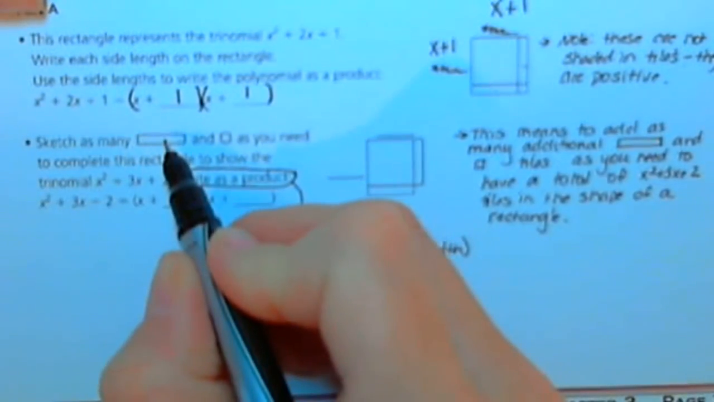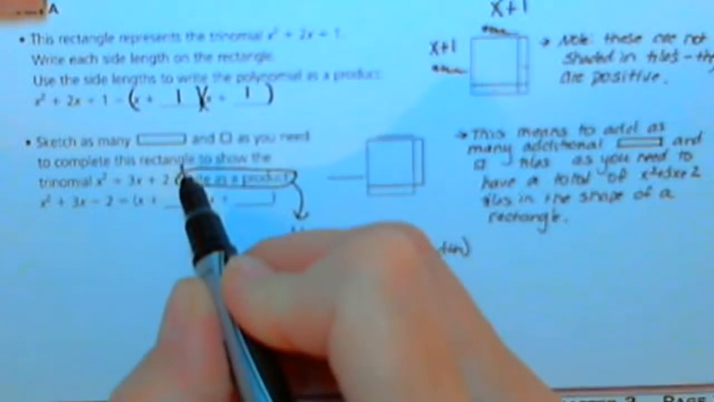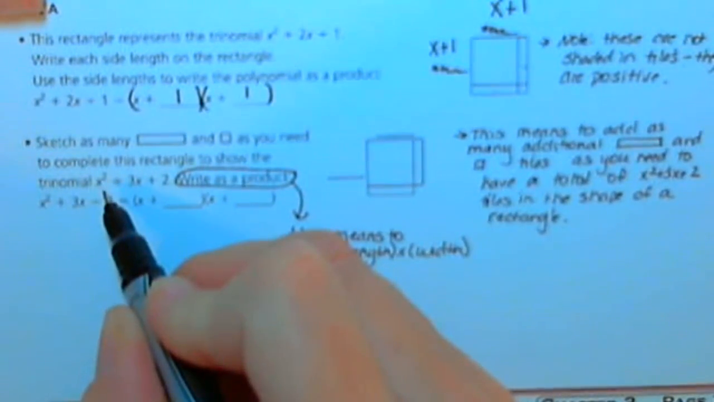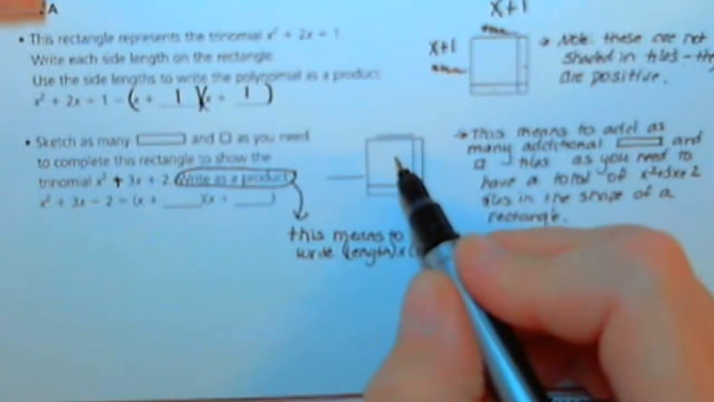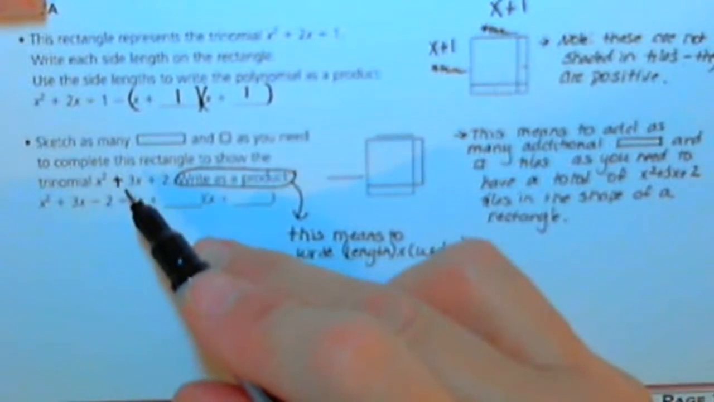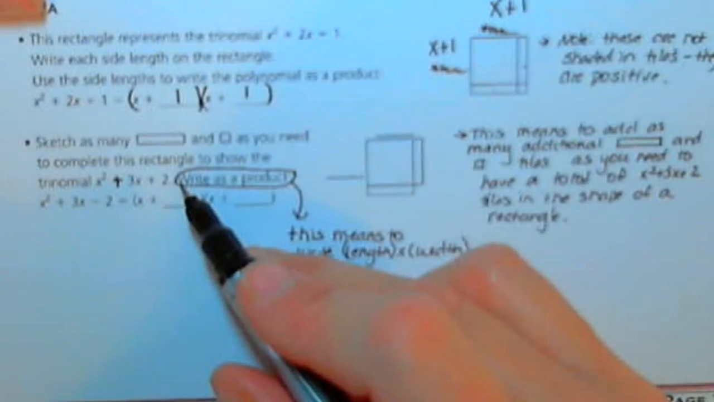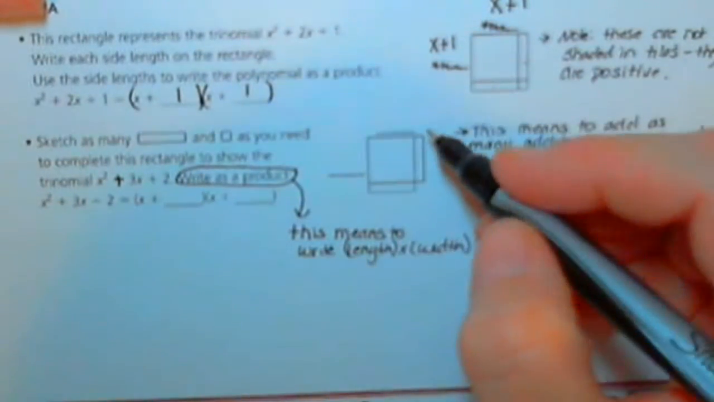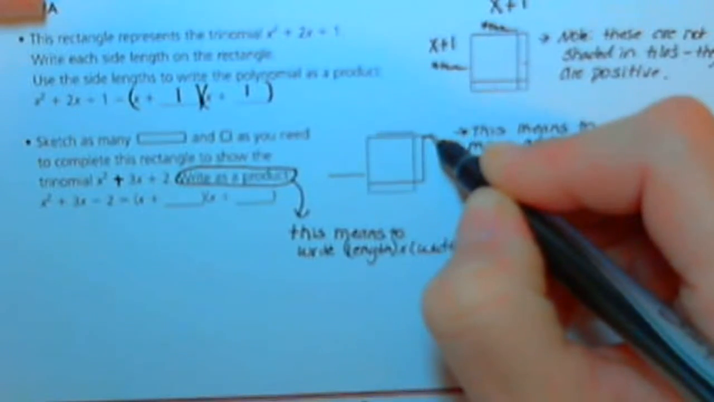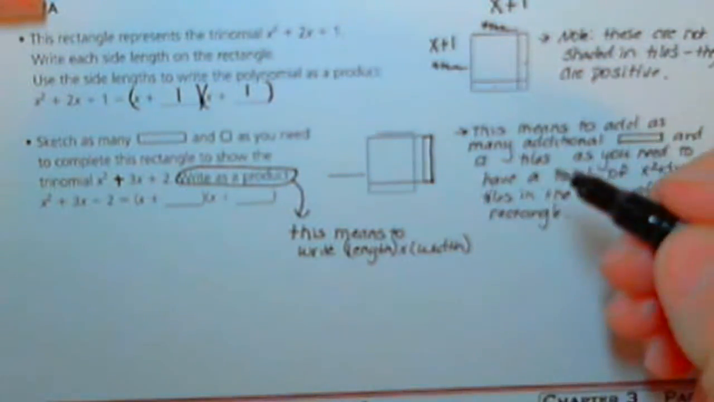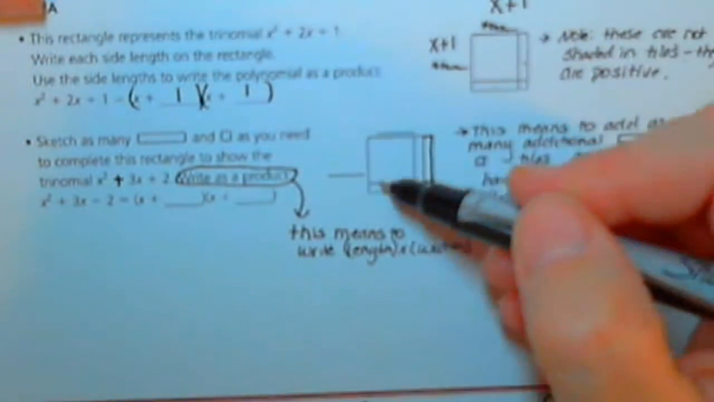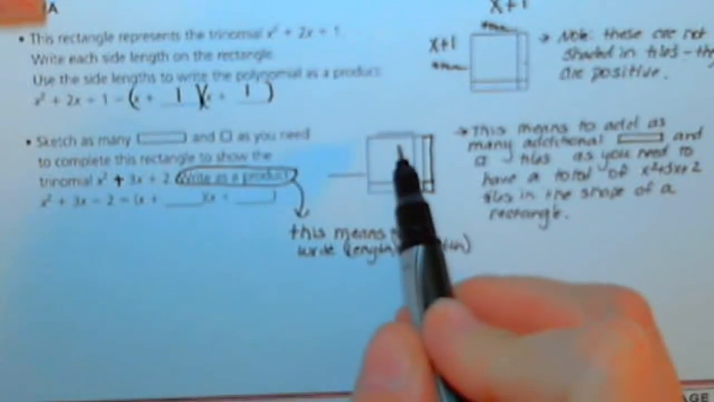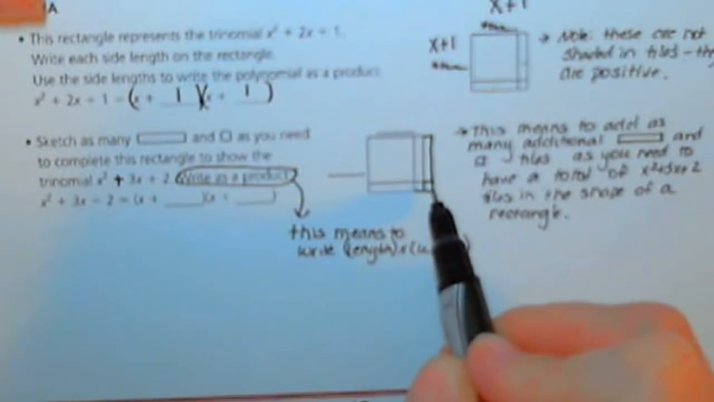Now this next question says, sketch as many of the x tiles and the 1 tiles as you need to complete the rectangle to show this trinomial, x squared plus 3x plus 2. Now if you look here, we don't have enough. We have an x squared and two x's. I need an x squared plus a 3x plus a 2. So how would I add that? Well, if I was to add an x tile right here, to complete the rectangle, I would need two little guys down here. Do I have a rectangle with all the right pieces? Yes, I have an x squared, I have 3 x's, and I have a 2.